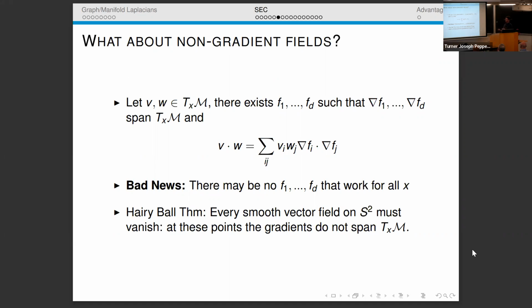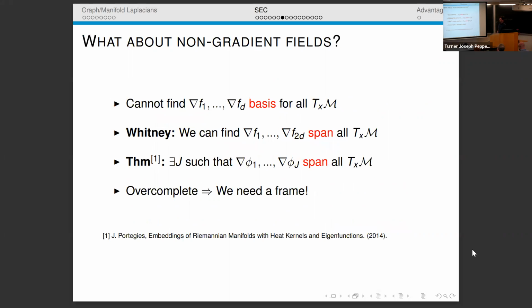Okay? The problem is that if I go to another point on the manifold, I've still got those functions. I can extend those functions to the whole manifold, but their gradients may not span when I move to another point, right? Their gradients may not be a basis anymore. And in fact, we know there are examples from the Hairy Ball theorem where you can't find D functions that will work everywhere. So any D functions that you choose will always fail to span at some point on the manifold. So darn, we can't get a basis.